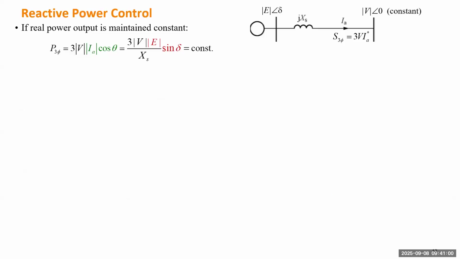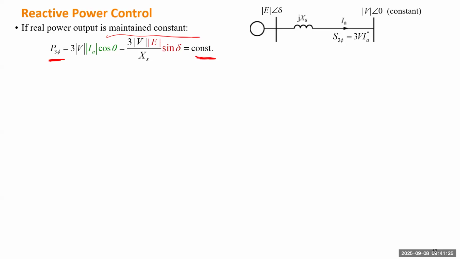Next slide, we want to talk about one application of using this simplified generator equivalent circuit model to study how to do reactive power control. Reactive power control means we don't want to change real power. We just maintain P as constant. So the three-phase P will be constant.